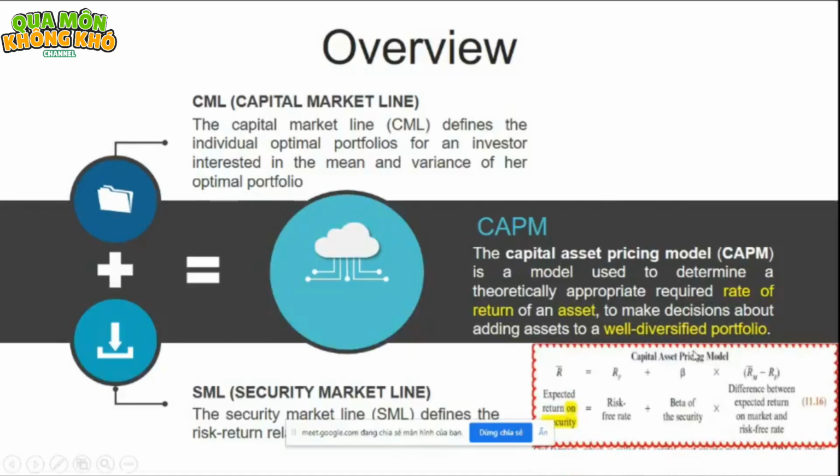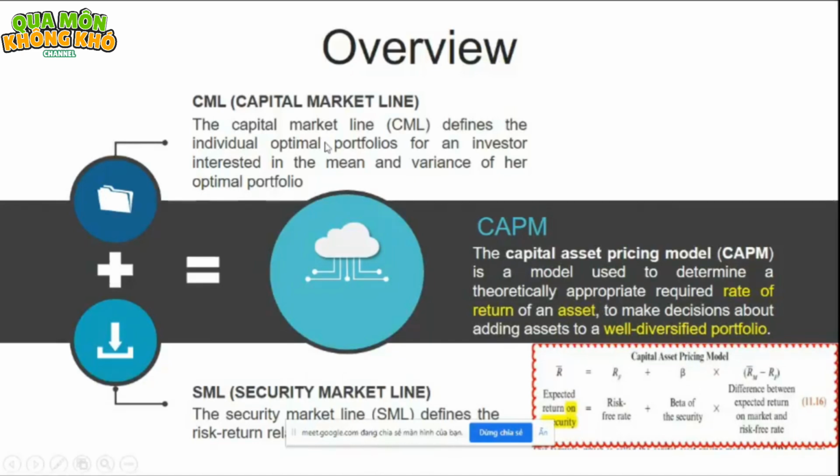So in this box, we have the capital assets pricing model. We can calculate the expected return on the security by taking the risk-free rate plus the beta of the security multiplied by the difference between the expected return on the market and the risk-free rate. So we can differentiate between two kinds of implication of the capital assets pricing model.